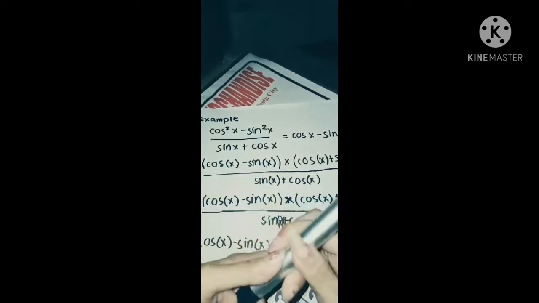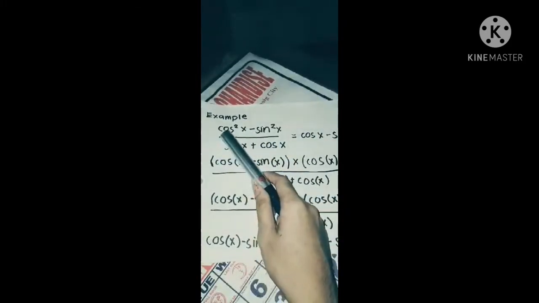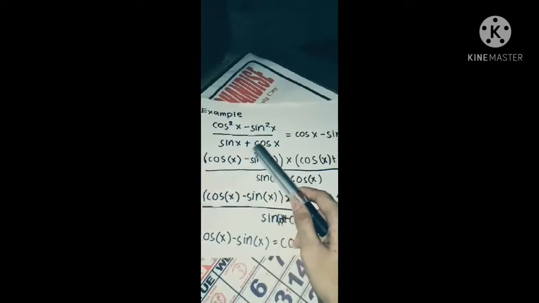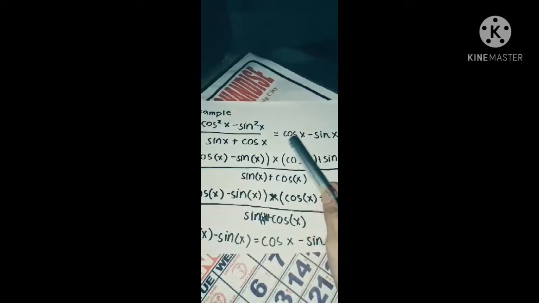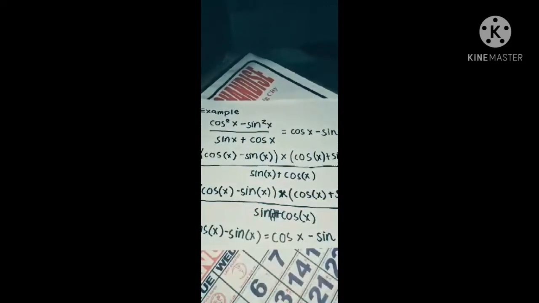The given equation that we had is cosine squared x minus sine squared x over sine x plus cosine x is equal to cosine x minus sine x. When we recall from the sine and cosine functions, they have their domains in the set of all real numbers that will satisfy the given equation or expression that we had.